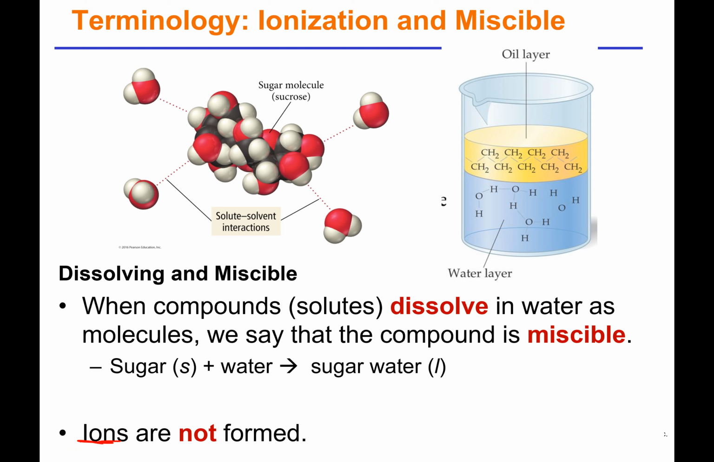So we're not forming ions. That's the important thing here. If we were forming ions, this would be ionization or dissociation. But we're not forming ions, so the molecule is the same going into solution as it was before it went into solution.